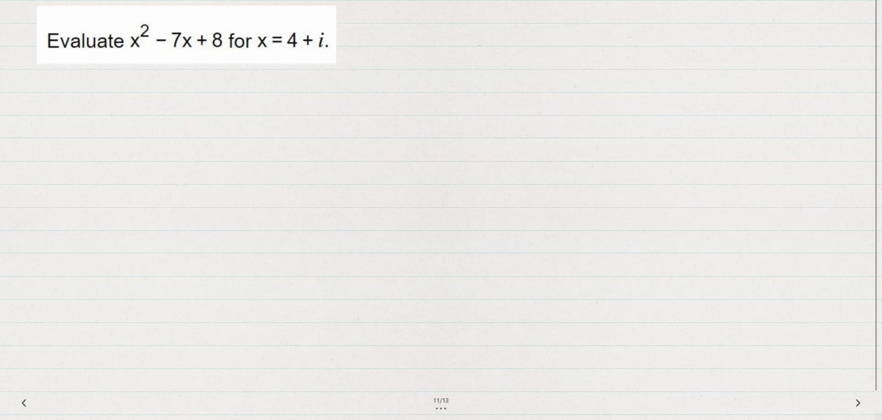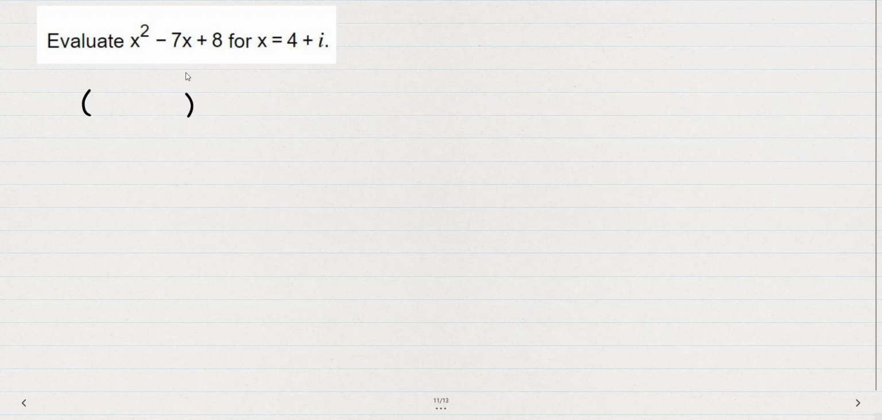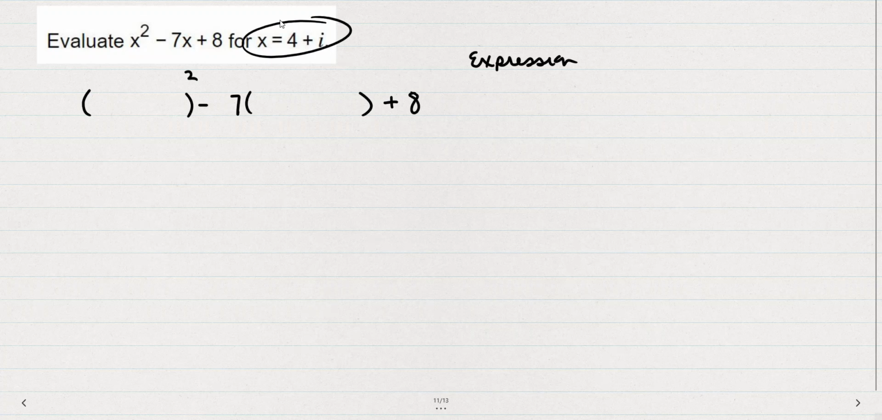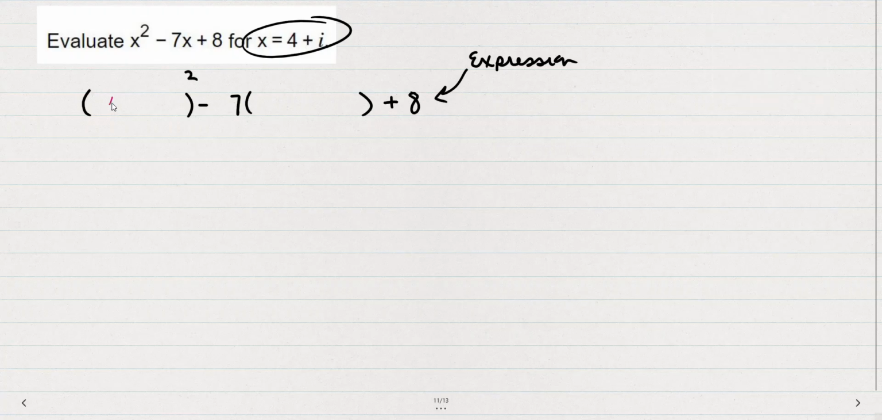Now, just to start with, let me share a process that I find is very, very helpful. It works every time. If I rewrite the expression, leaving empty parentheses for x, so I have x squared minus 7x plus 8. Notice this isn't an equation, by the way, it's an expression. There's not an equal sign. The equal sign here, x equals 4 plus i, doesn't make this expression an equation. There's no equal sign here in this expression. What I'm going to do though is replace that x with the 4 plus i.